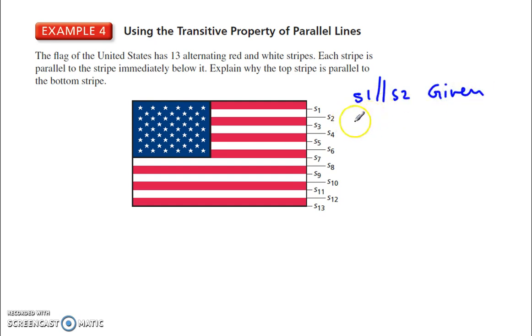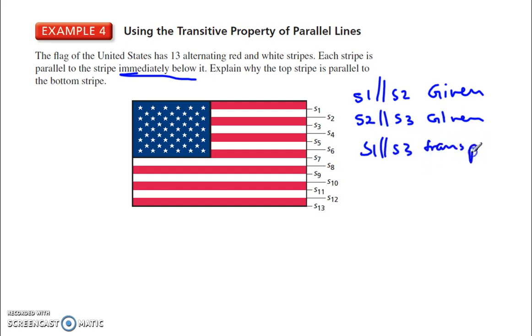And then we could say stripe 2 is parallel to stripe 3, given, to the stripe immediately below it. And then we can say stripe 1 is parallel to stripe 3, transitive property of parallel lines. And so on. And that is all there is to it.